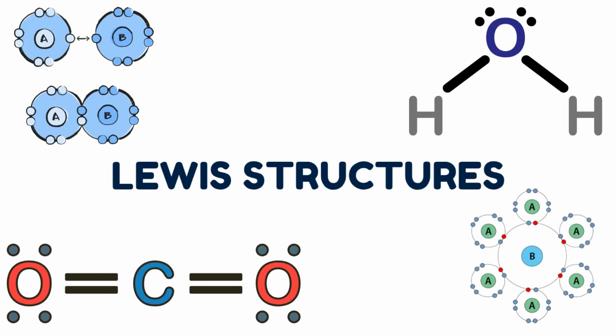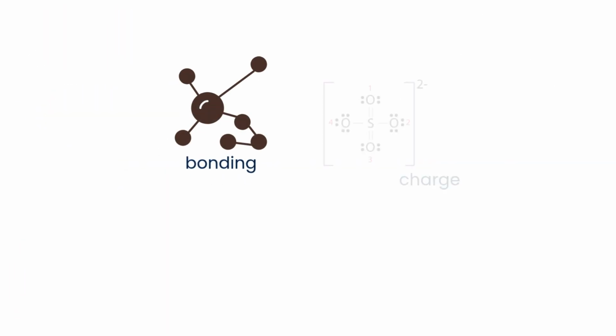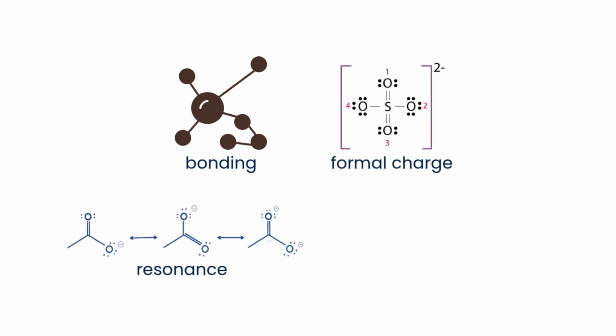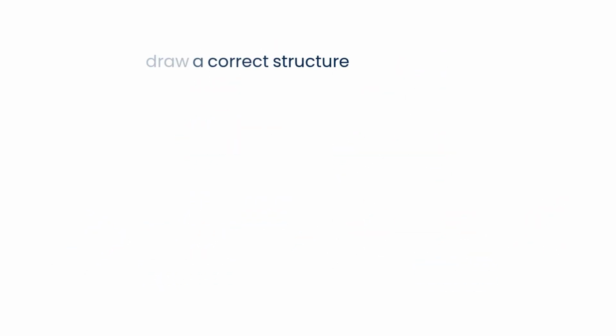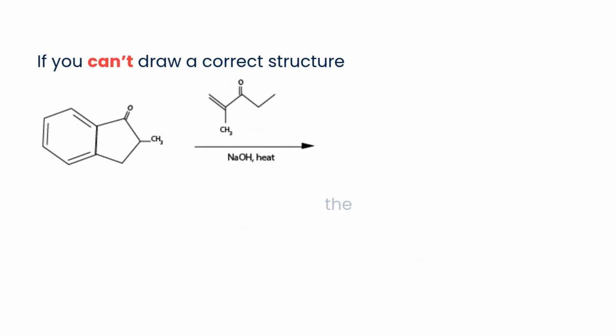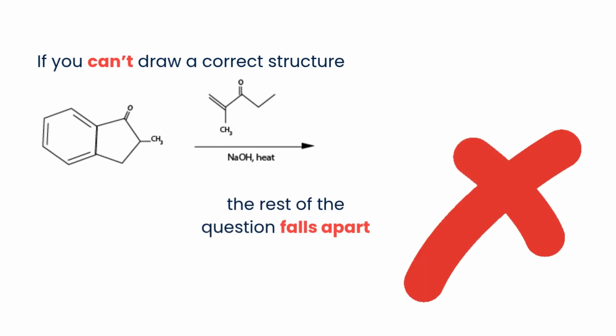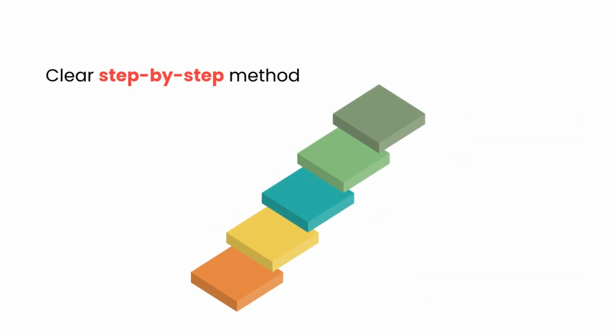Lewis structures look simple, but on the MCAT, they show up everywhere: bonding, formal charge, resonance, and even exceptions to the octet rule. If you can't draw a correct structure, the rest of the question falls apart. The good news? There's a clear step-by-step method to get it right every time. Let's walk through exactly how Lewis structures work and the key rules the MCAT tests.